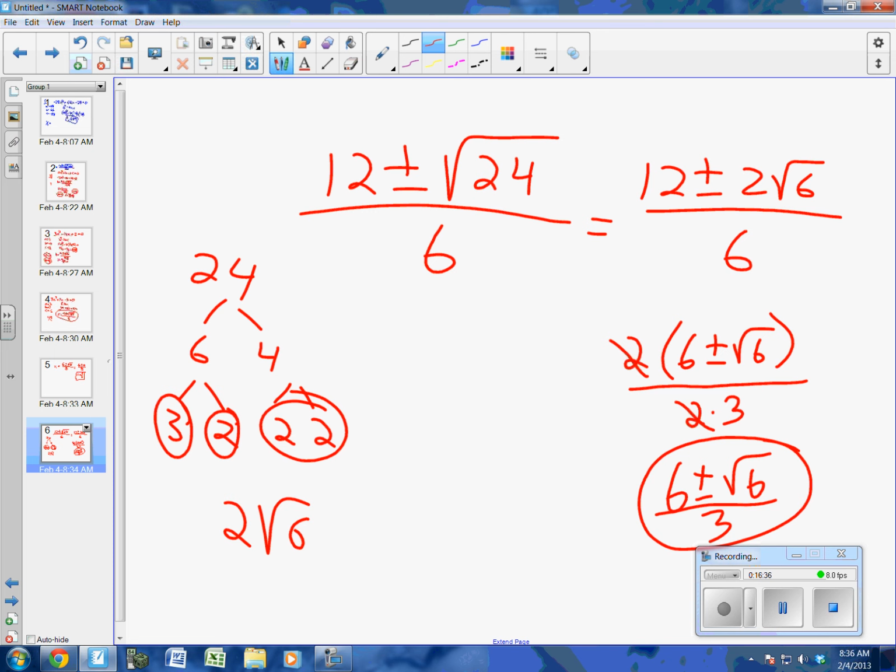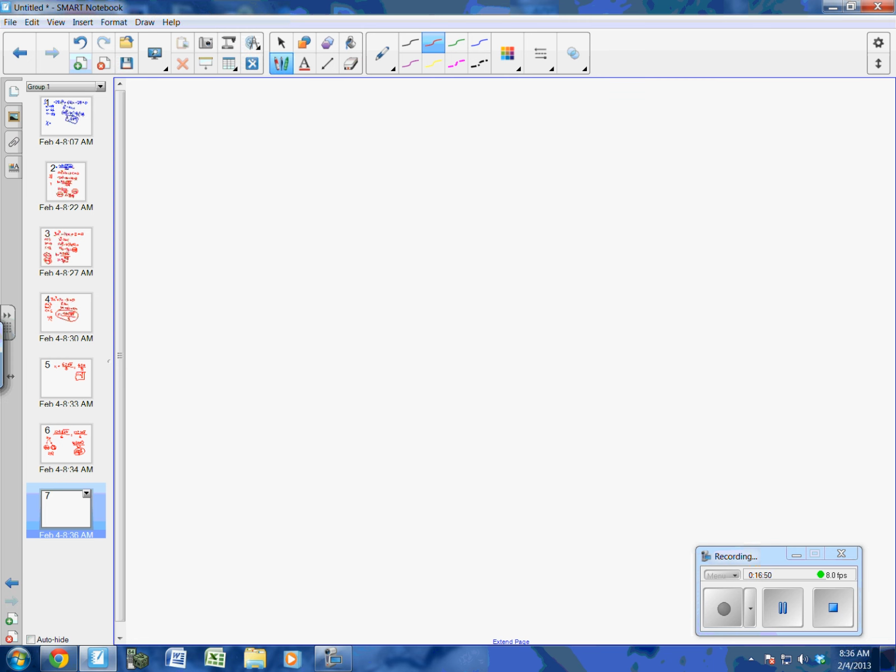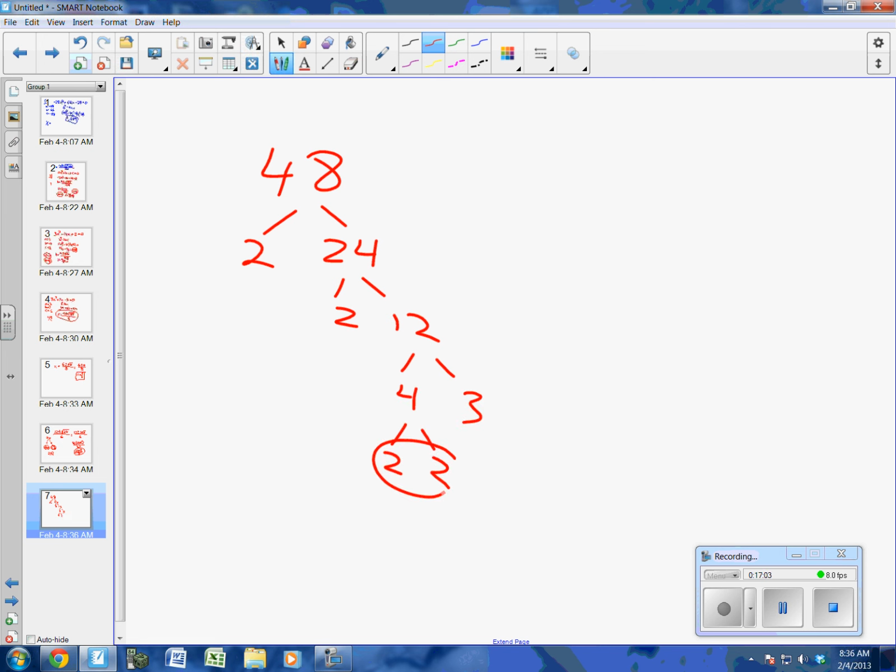Okay? But if you have 2 sets of pairs, so like you have a 2 times 2 here, you factor it. You have 2 times 2 and another 2 times 2. That means it's a perfect square. Or you're just saying, what would you put on the outside? Let's say we had 48. That's 2 times 24, right? And that's 2 times 12. And that's 4 times 3, and that's 2 times 2, right? I have a pair of 2's there, a pair of 2's there, and the 3 right there.